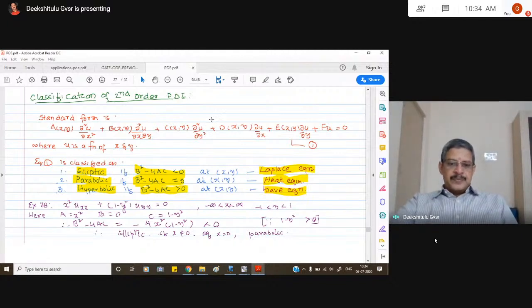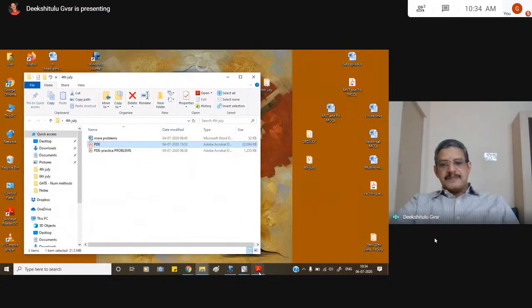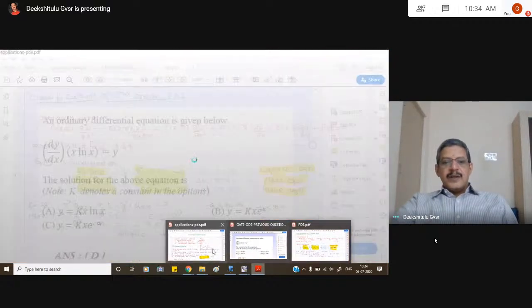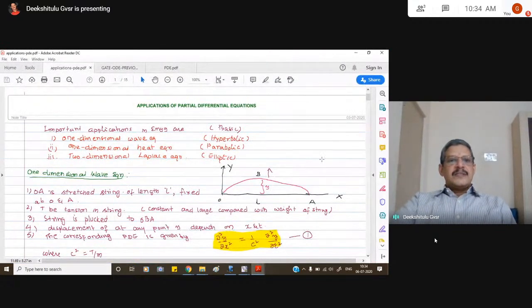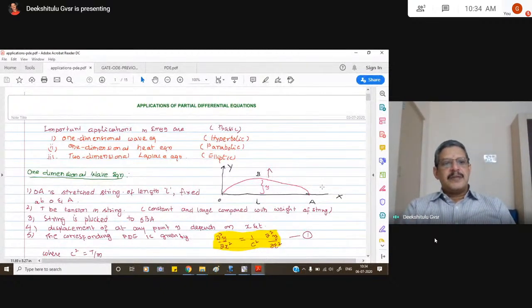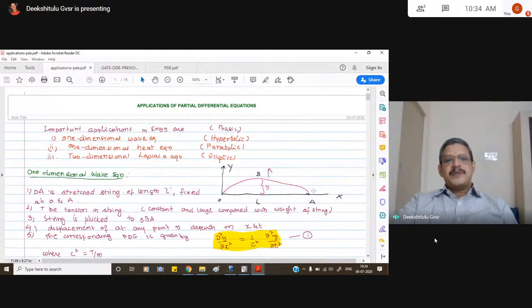Otherwise, there are so many such examples. But in the syllabus, what we do generally is, for each type we give an example. So that way, we have picked up these three equations: the one-dimensional wave equation, hyperbolic; the one-dimensional heat equation, parabolic; and the two-dimensional Laplace equation, elliptic. So let us deal with these things one by one.